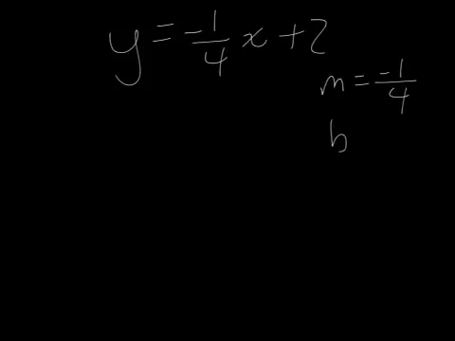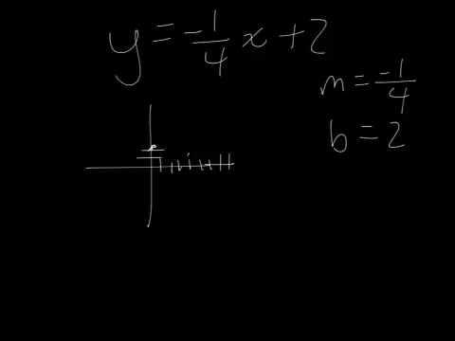All right, so let's look at y equals negative 1/4 x plus 2. For this equation, our m is going to be negative 1 over 4, and our b is going to be 2. So we want to begin at b equals 2, so we're going to go up to 2. Then our slope is negative 1/4, so it means that we're going to rise a negative 1, or go down 1, and run 4. And then 1, 2, 3, 4. So our line here is going to look like that.